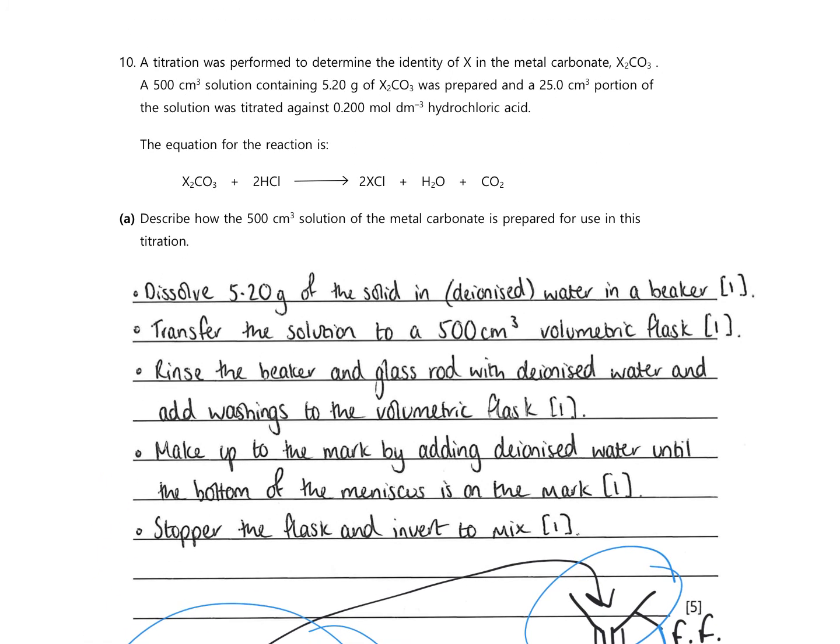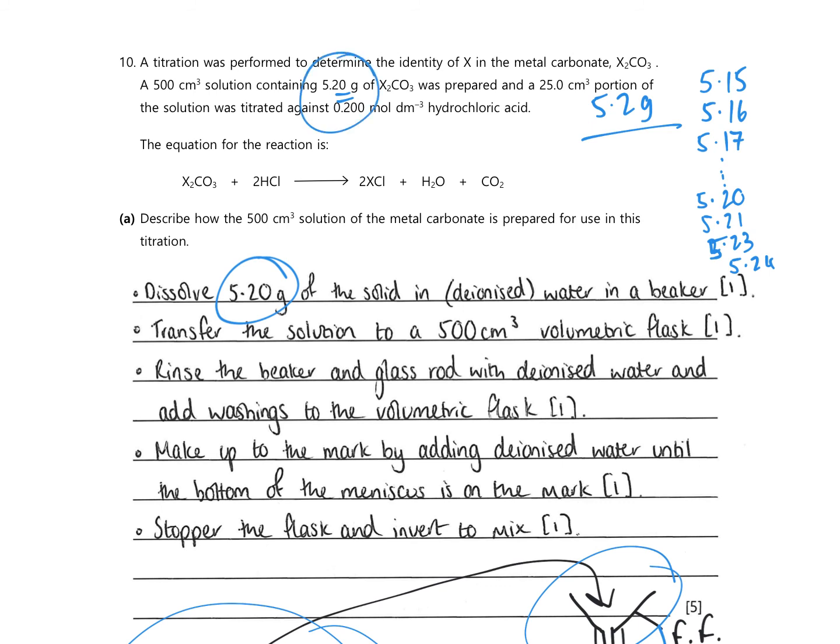So let's have a wee read of the mark scheme here. It says here, dissolve 5.20 grams of the solid. It's important that you include that second zero, because if you just wrote 5.2 grams, which a lot of you did, that's been rounded from 2 decimal places to 1 decimal place. And that could be anything from 5.15, 5.16, 5.17. All of those would round up to 5.2. And then we've got 5.20, 5.21, 5.23 and 5.24. So all of those values round off to 5.2, but we want exactly 5.20 grams.